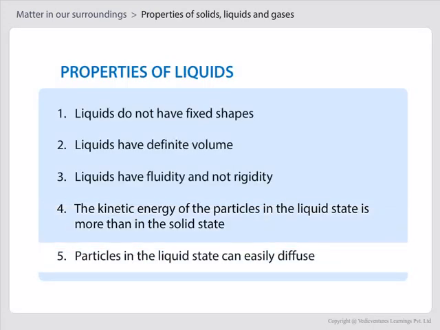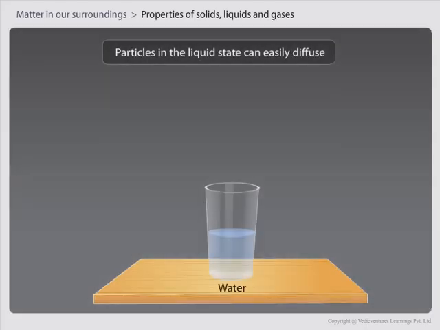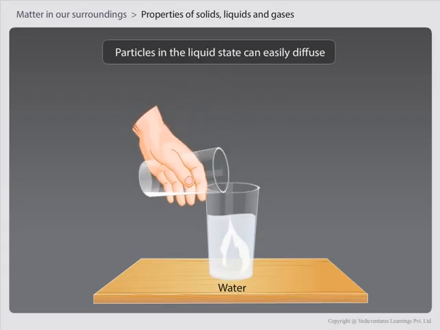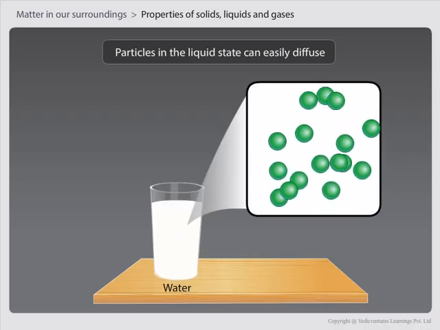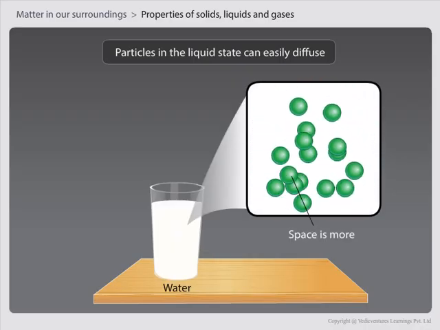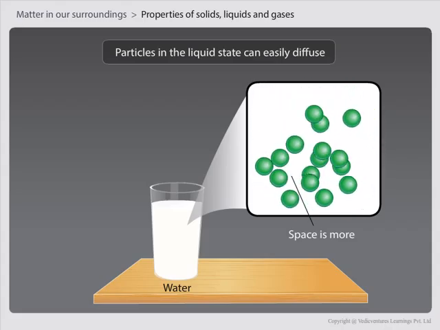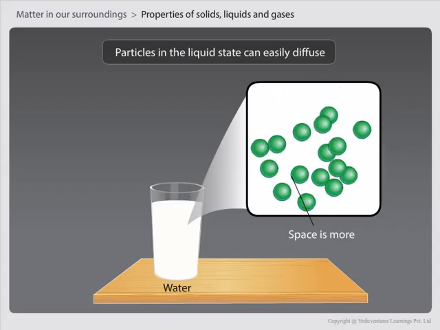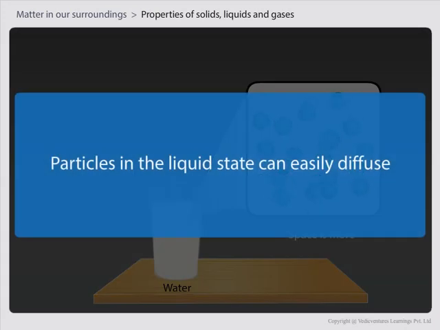Particles in the liquid state can easily diffuse. For example, water and milk are both liquids. They mix easily to form a liquid mixture. This is because the space between the particles in liquids is more, which enables diffusion and helps in intermixing of certain liquids. From this activity, we can say that particles in the liquid state can easily diffuse.